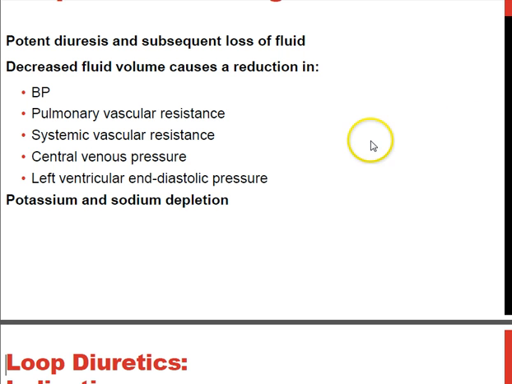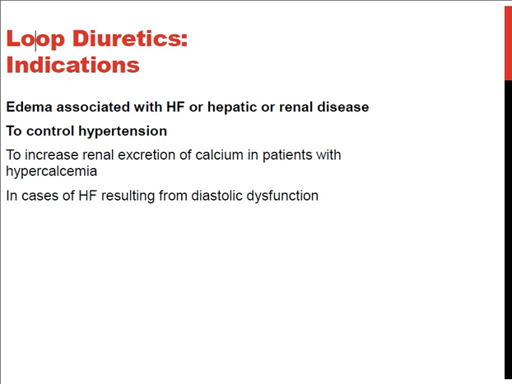So what does that mean? We use loop diuretics when people have edema or swelling. We use them mainly when people have heart failure and have swelling associated with that. And we're going to talk about that more in a future lecture. We also use them sometimes to control hypertension, as we've talked about. You lose fluid and you lose sodium.